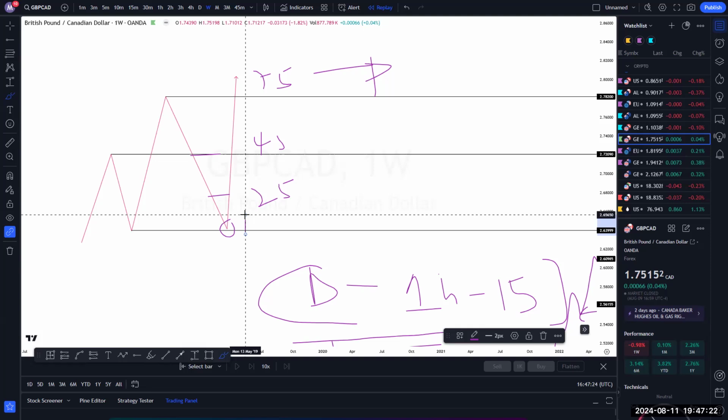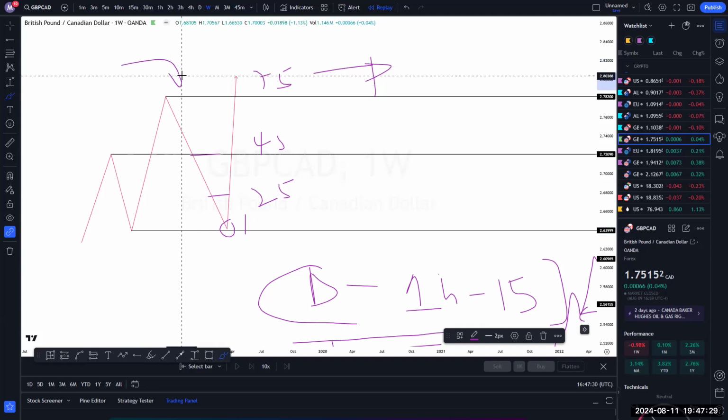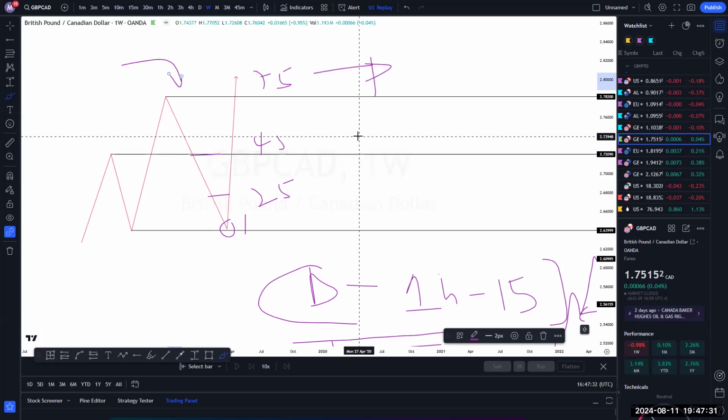So what are you going to do? Whenever you're looking for intraday setups, we are going to be using the daily time frame as our constant time frame. Then it's going to act as our bigger time frame.